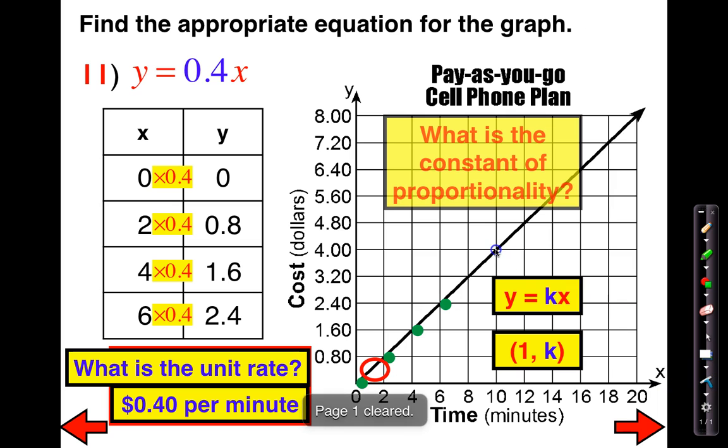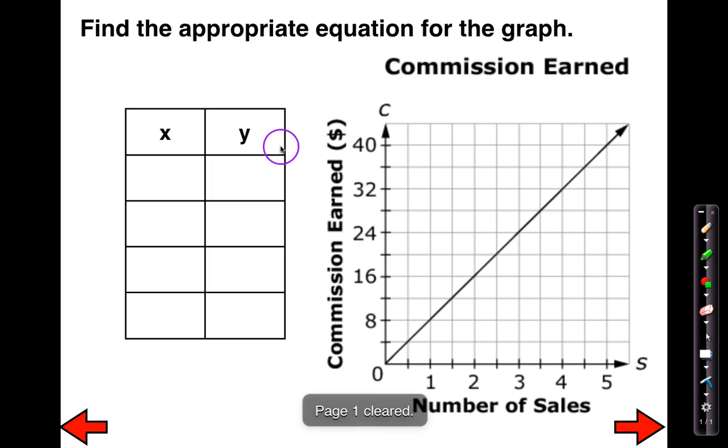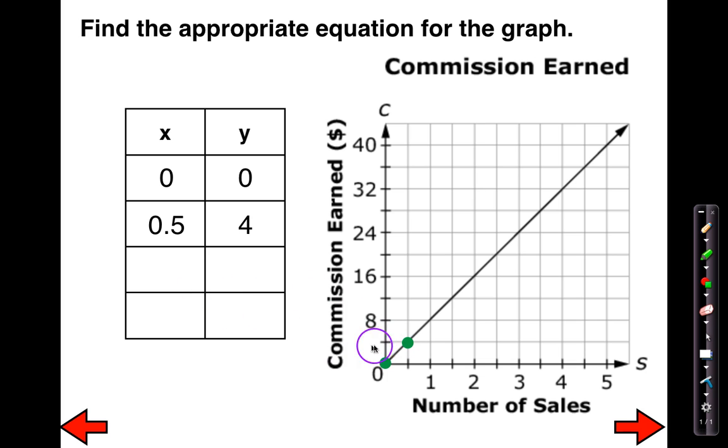So now we're going to move on to our very last example. Okay, here I'm just going to go ahead and show you what you would do. First of all, it is a proportional relationship because it goes through the origin and it's linear. So I know it's in the form of y equals kx. So here, collecting some points now, I'm going to say it goes through the origin. So that's 0, 0. The next point I see is 1/2, 4. Since these are going by halves, I want to keep that in mind. The next one is going to be 1, 8.